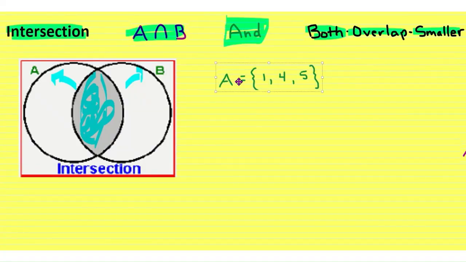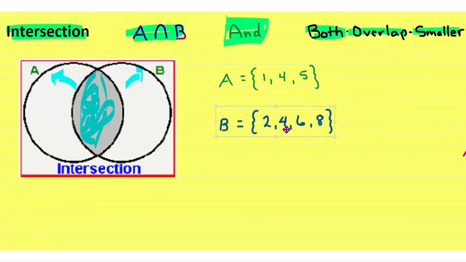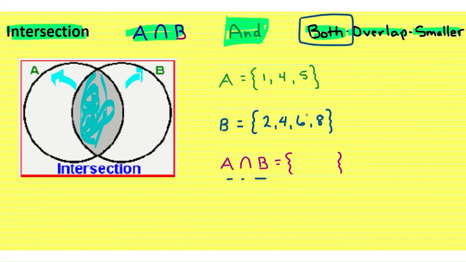So let's say that we have set A, and it is equal to the elements 1, 4, and 5. Now we have the set B. It has the elements 2, 4, 6, and 8. So we need to identify what is the intersection of A and B. A intersected with B. So it's what is going to be in both of those sets.